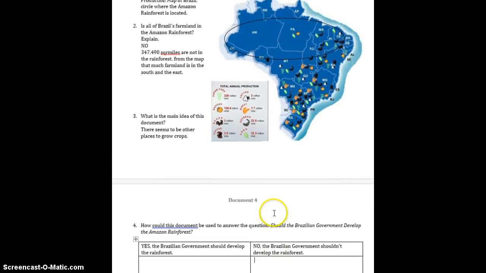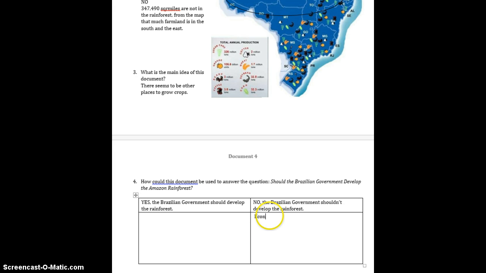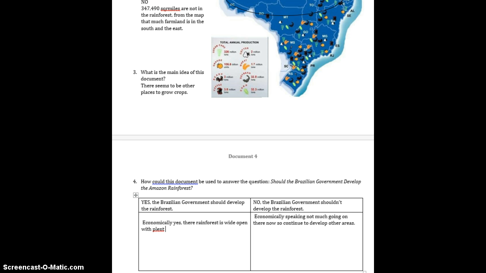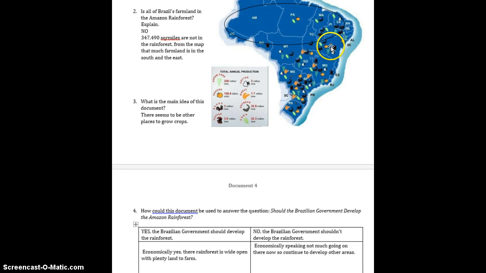Now, this is probably one of those documents that we can use both ways. All right, clearly we can say no. Economically speaking, there's not much going on there right now, so we should continue to develop other areas. We can also say economically yes. The rainforest is wide open, with plenty of land, while the other areas seem to already be crowded. So this is one of those documents that we can use both ways.